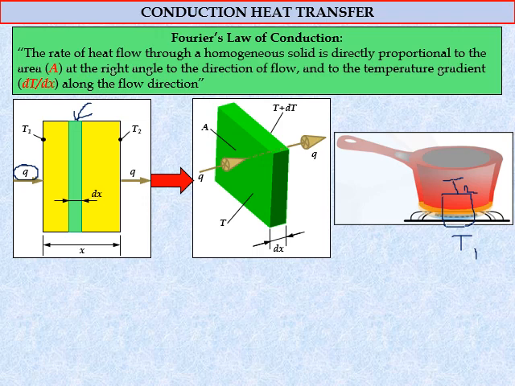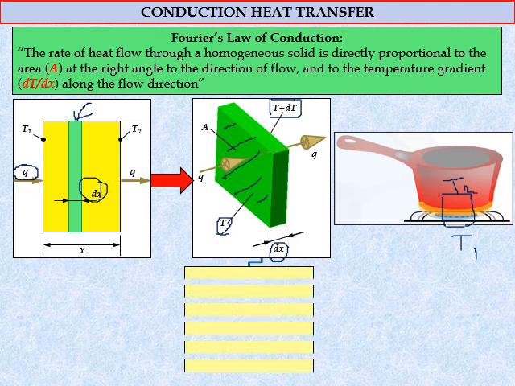So dx here is the short distance. T here is the temperature, and T plus dT is the change of temperature from the front surface to the back of this surface. The surface area is the front side here, which is the cross-sectional area, perpendicular to the direction of the heat flow.